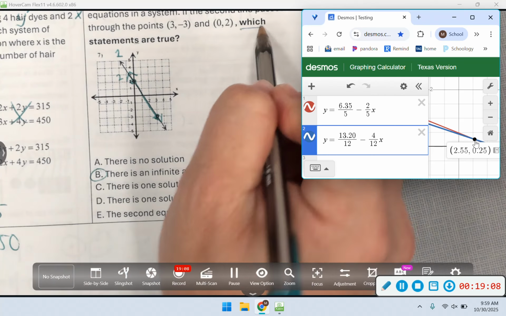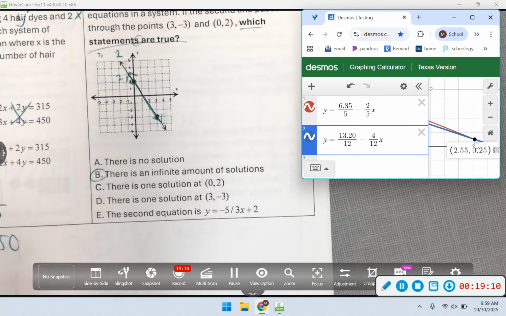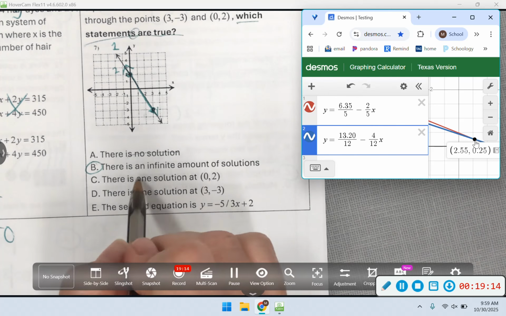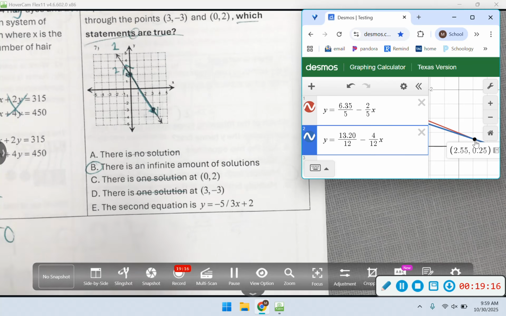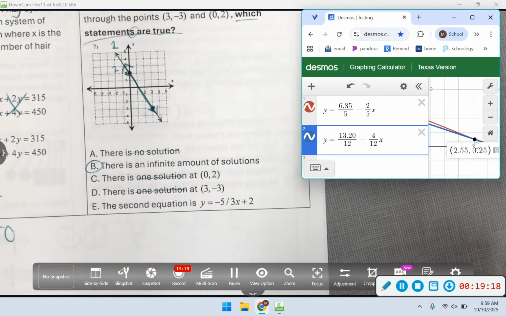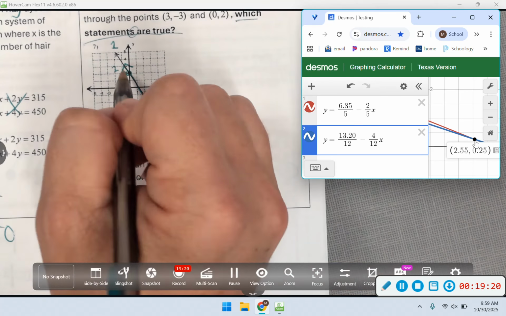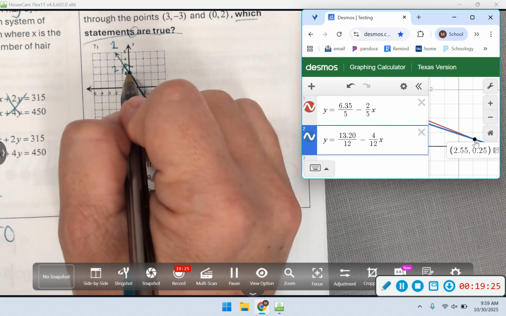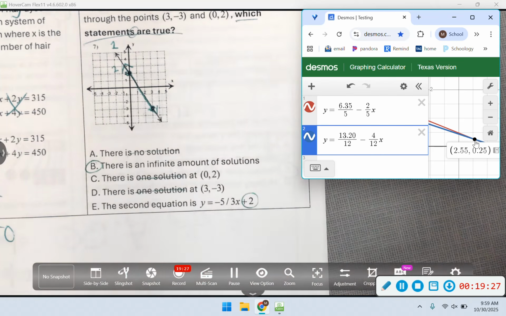But be careful, it says which statements are true, meaning more than one. Well, it's not no solution because it's infinite solutions. There's not one solution, so those are both wrong. And then we can check this one. You could type it in your calculator, or y-intercept is 2, which is correct. Negative 5 over 3x. Well, if I go down 5 over 3, that does work, or we can type it in.